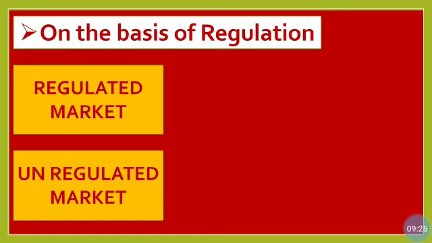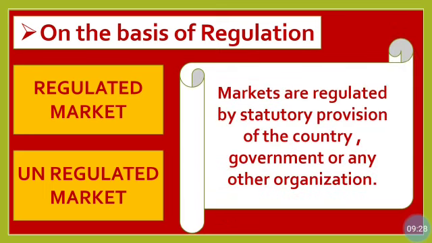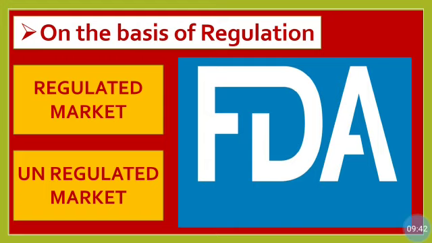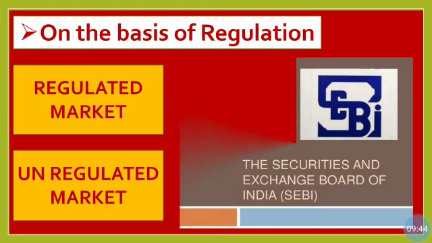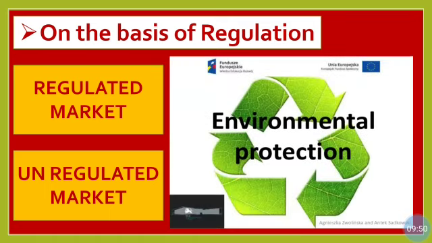FDA, Food and Drug Administration. Again some restrictions are there on food producers. Whatever they are producing, it has to be of good quality. No adulteration has to be done. SEC, Securities and Exchange Commission, which is related to stock exchange. EPA, Environmental Protection Policy. Every organization has to keep this policy in mind. So whatever goods they are producing, it has to be produced in such a manner that our environment should remain neat and clean.